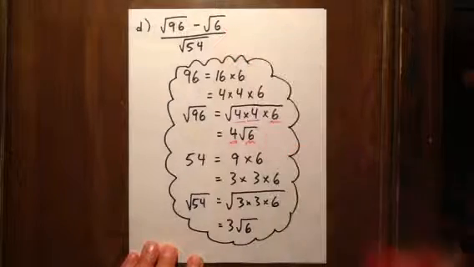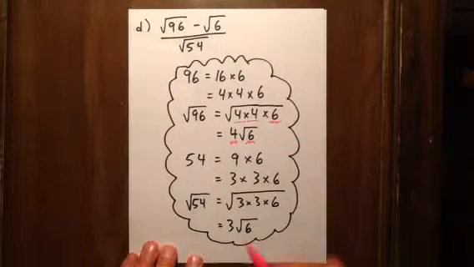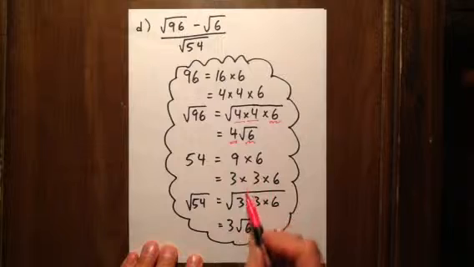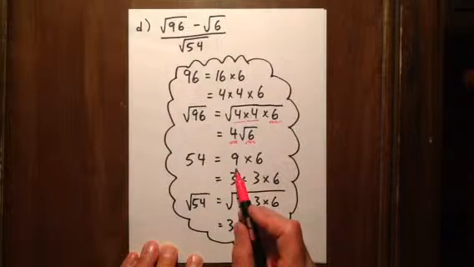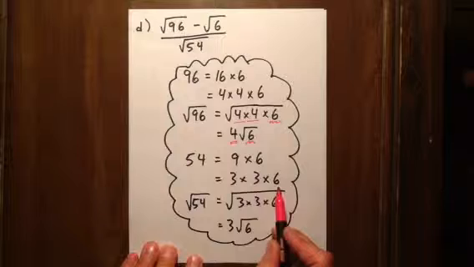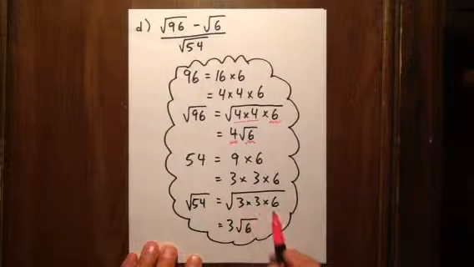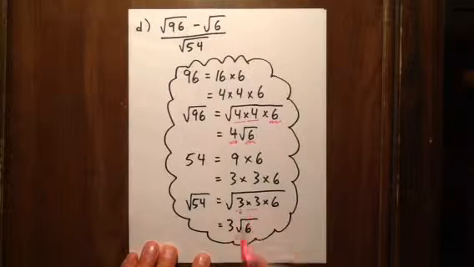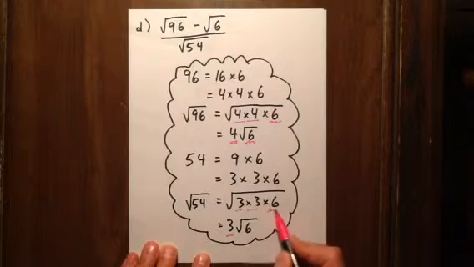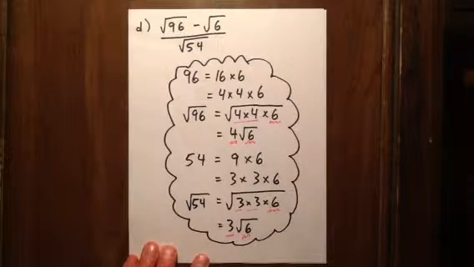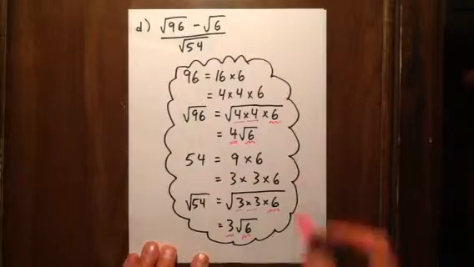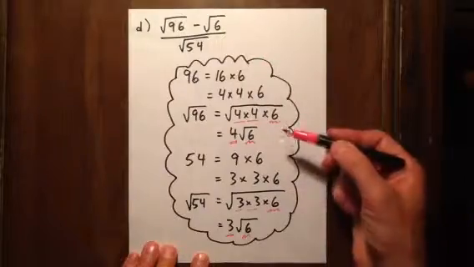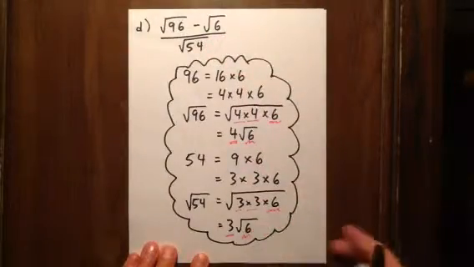Now, the root of 6 stays the same, okay? And the root of 54 we have to deal with. So let's factor 54. 54 is 9 times 6. 9 is 3 times 3. So really 54 is 3 times 3 times 6. That means root 54 is root 3 times 3 times 6. And since we've got two 3's on the inside, we're going to have 1 3 on the outside. And we've got 1 6 on the inside, so we leave it there. And we've got 3 root 6. So root 96 is really 4 root 6. Root 6 is still root 6. Root 54 is 3 root 6.